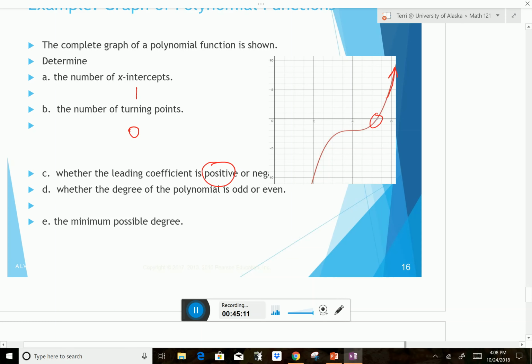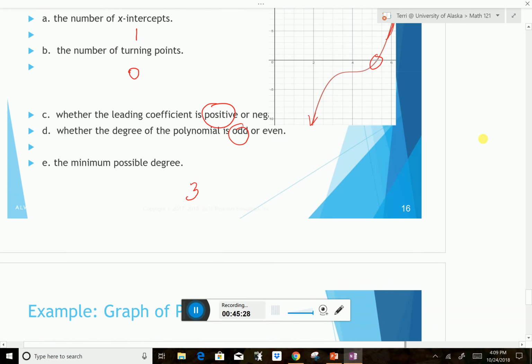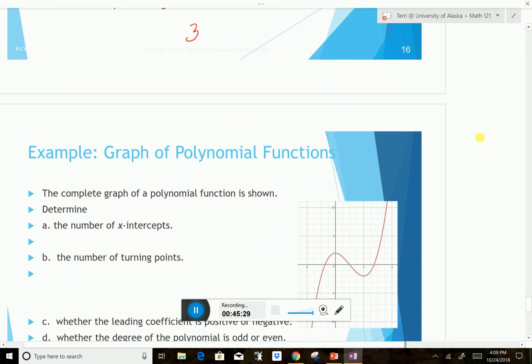Is this odd or even? So it's going down on one end, up on the other, so it is odd. What is the minimum possible degree? Hope you're saying 3 in your head. Could be 5, 7, I don't know.